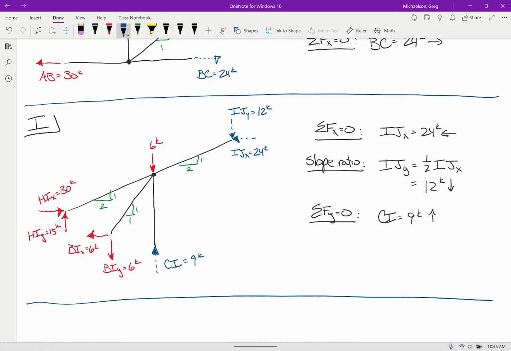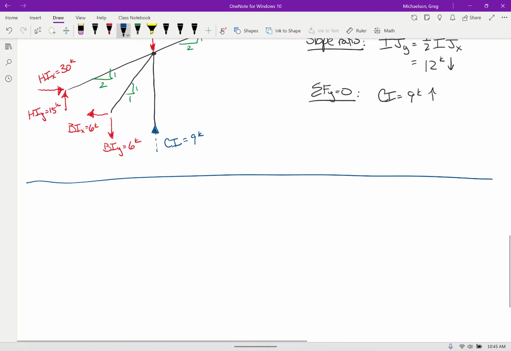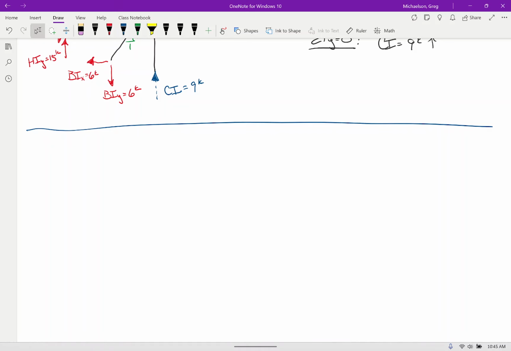We only have 2 joints left, don't we? Okay, so I want to knock these out kind of quickly because I really want you to see what happens on the last joint. So let's go to C. C's a little bit easier. There's a little less going on.